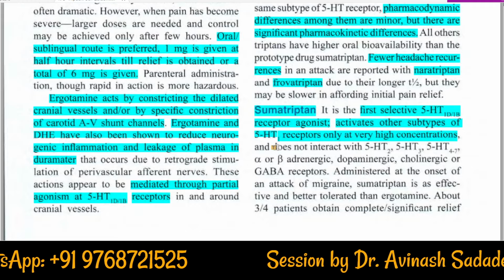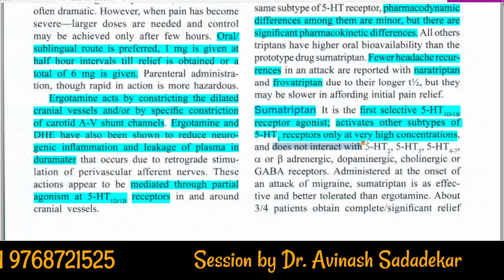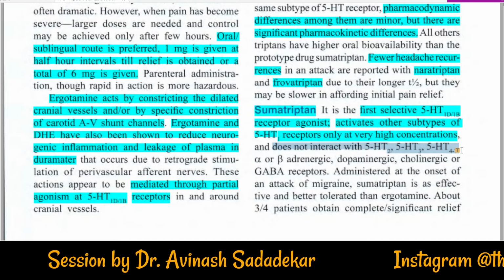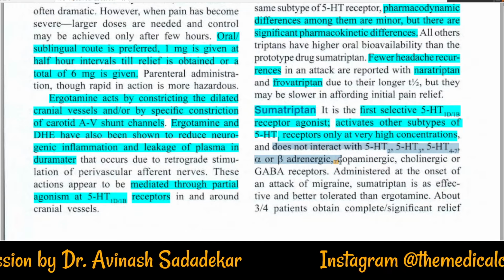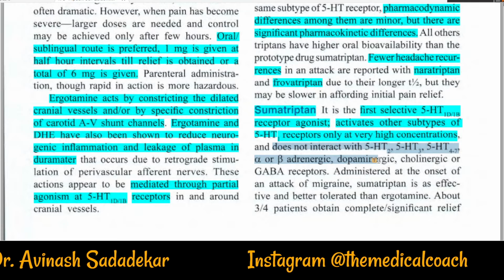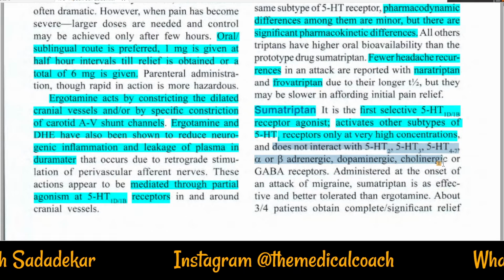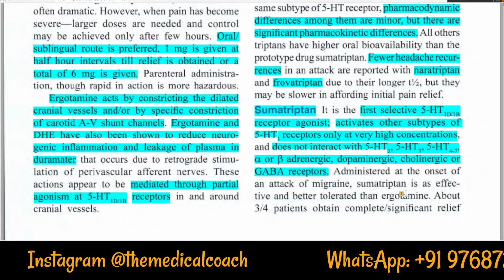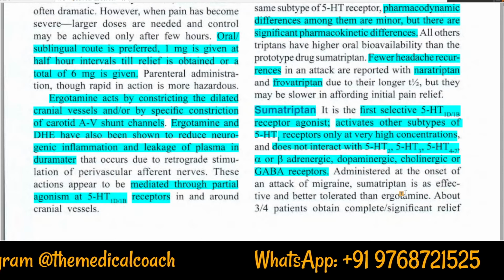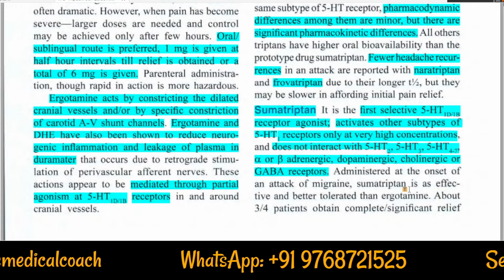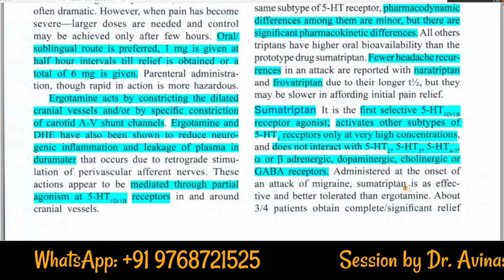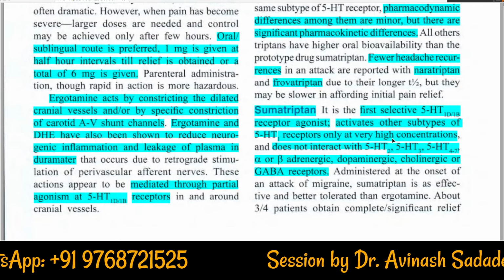But important MCQ, it does not interact with 5-HT2, 5-HT3, 5-HT4 to 7 receptors, nor does it act on alpha beta adrenergic receptors, not on dopamine, not on cholinergic or GABA receptors. So it's very, very specific. It works on 5-HT1, to be precise 1D, 1B, and other subtypes of 5-HT1 at high concentration. You need to remember this.